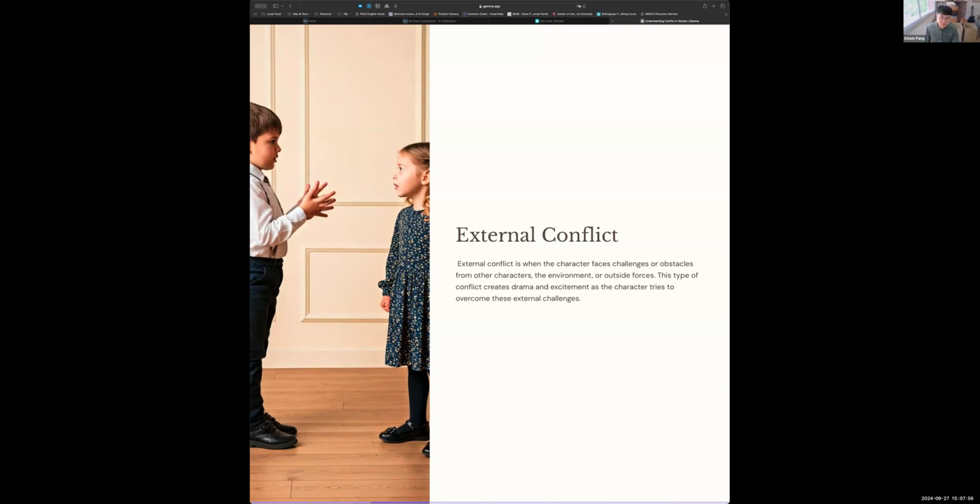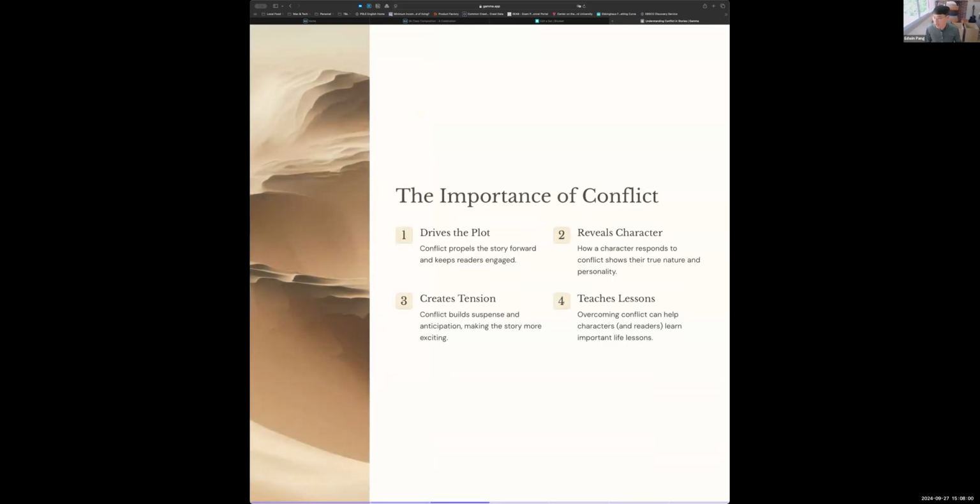Okay, so let's move on. So we talked about internal and external conflict. Then we talked about why conflict is important, because it drives the plot forward. It gives you more information about the character. The character's reaction will tell you what kind of character it is. And then of course it creates a lot of excitement, because when something goes wrong, you tend to pay more attention.